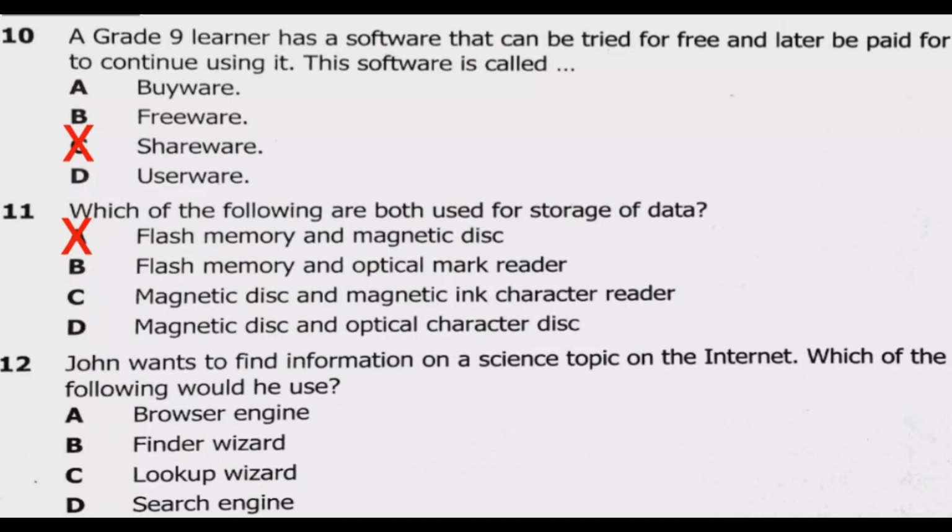Okay, we go to question number 12. Johnny wants to find information on a science topic on the internet. Which of the following would he use? A. Browser engine. B. Finder wizard. C. Lookup wizard. D. Search engine. So the correct answer is D. He is going to use a search engine like Google.